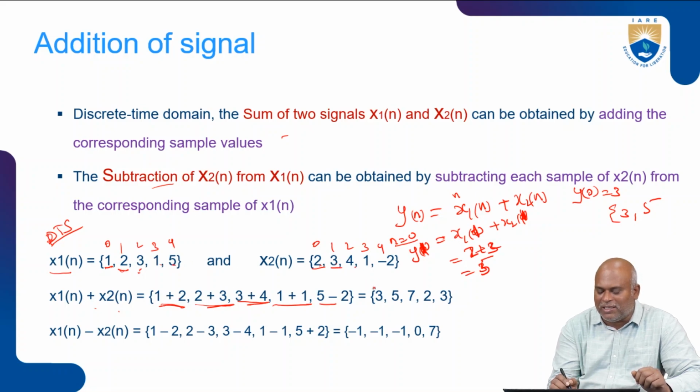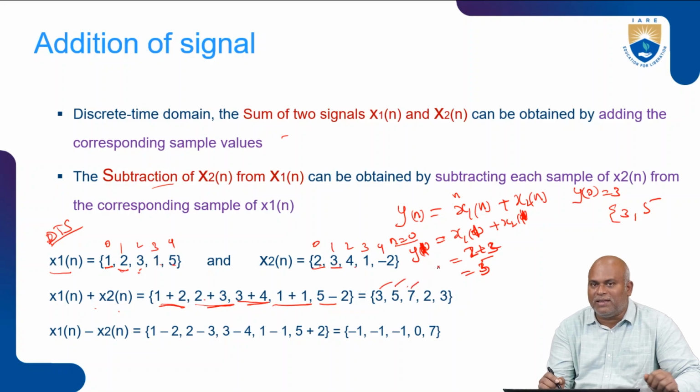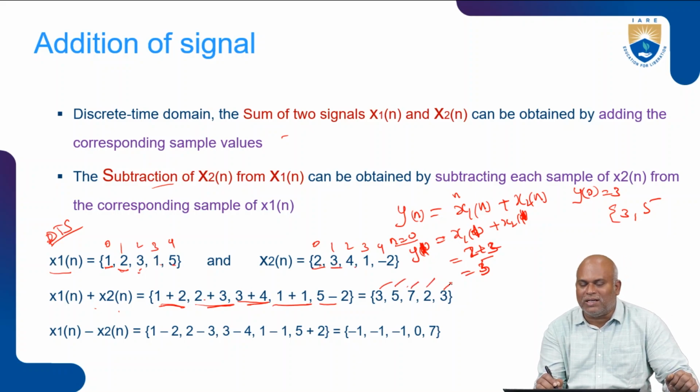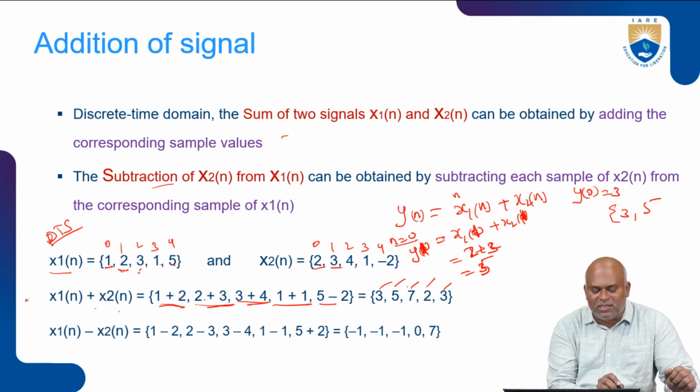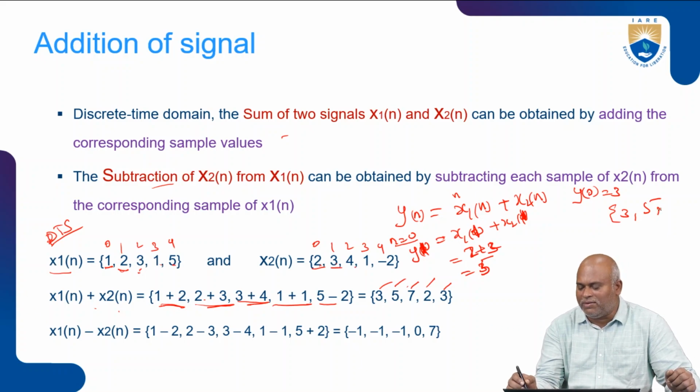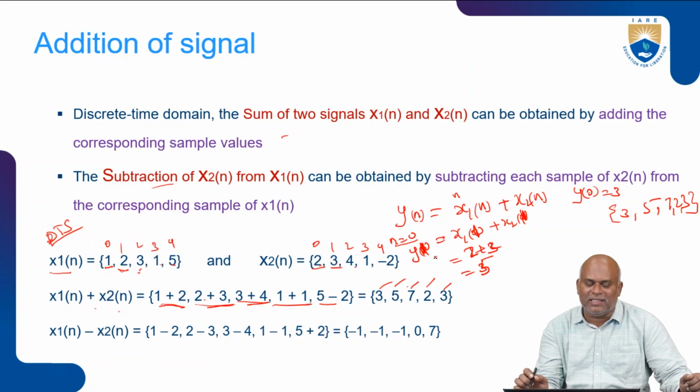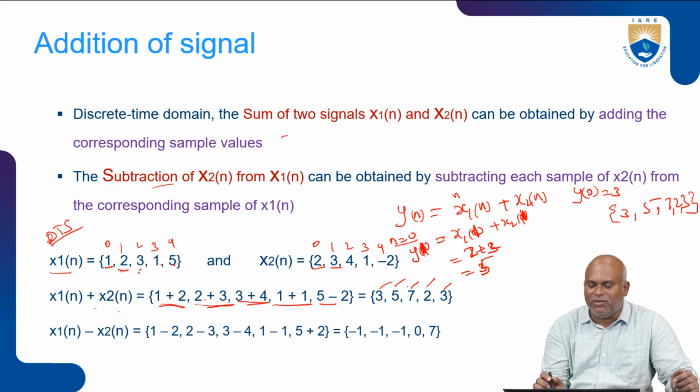This is 1 plus 2 equal to 3, then 2 plus 3 is equal to 5, then 7, then the other 2, then 3. Now this is represented as y of n. Now y of n is equal to 3, 5, 7, 2, 3. This is called the addition of the signals. Next, we go for the subtraction. Same as that, we do it for each and every discrete interval.